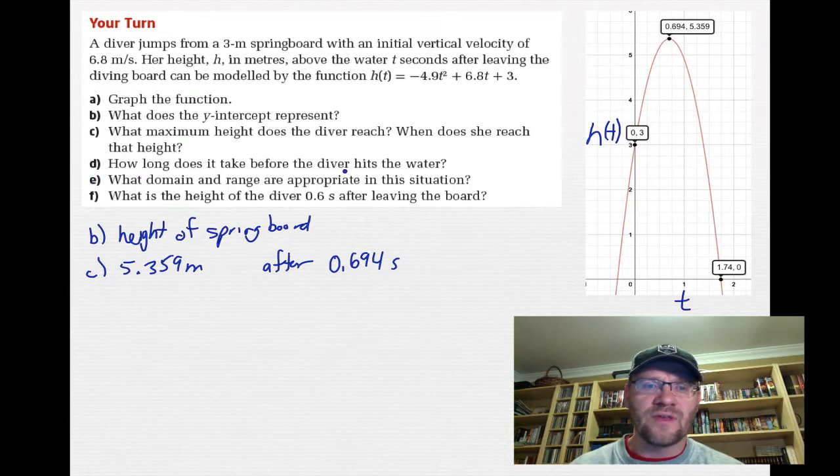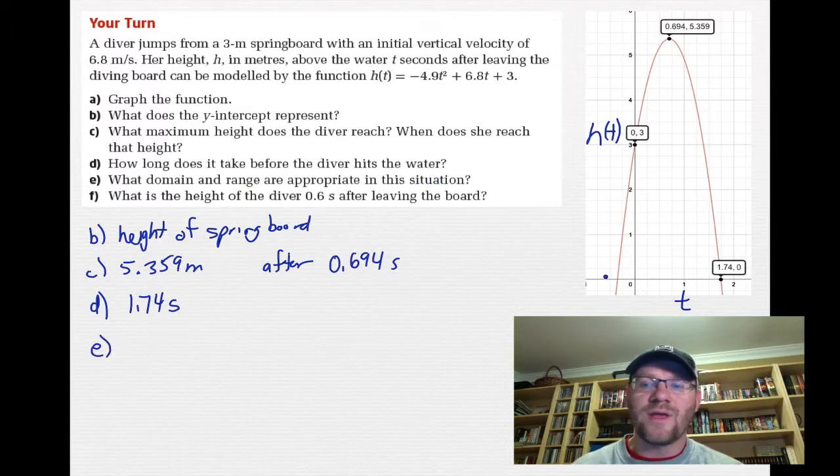D, how long does it take before the diver hits the water? Well, that would be when the height is equal to 0 again, and so that would be 1.74 seconds. E, it says what domain and range are appropriate in this situation?